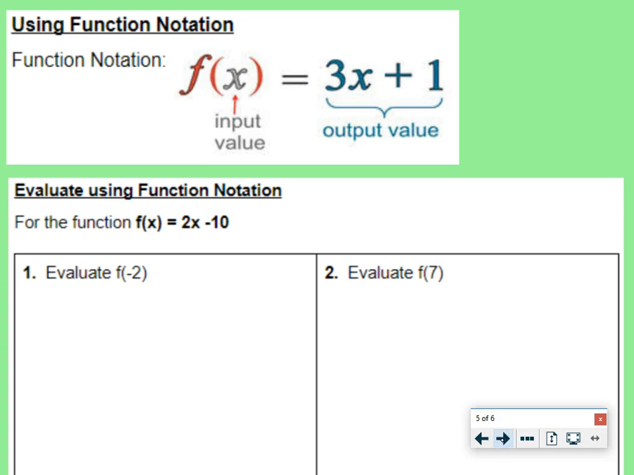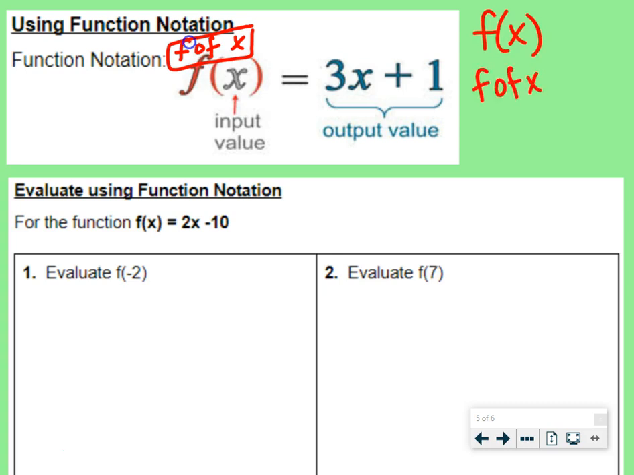On the back of your notes, if you flip over, we're going to talk about function notation, so using function notation. This is an example of function notation. We say f of x. That's how you pronounce this piece right here. F of x. That piece right there, we say f of x is how you read that. So make sure when we're reading it, we read it appropriately. That is f of x. It's a function of x.